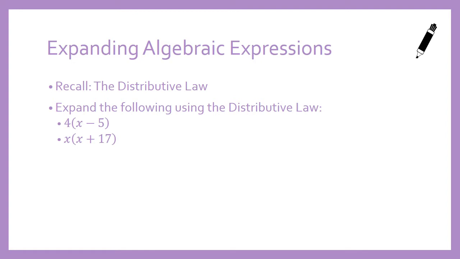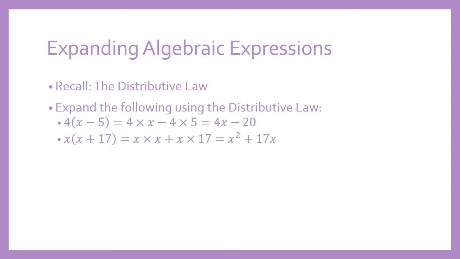So I want you guys to remember how to use the distributive law, and I want you to expand the following using that distributive law. So pause the video and expand 4 times x take 5 and x times x plus 17. So pause the video and do those two now. So this would have been the working out you would have done, and you would have gotten an answer as 4x minus 20 for the first one, and x squared plus 17x for the second one. With the distributive law, we multiplied the 4 by both terms in the brackets for the first one, and we multiplied the x at the front to both terms in the brackets in the second one.